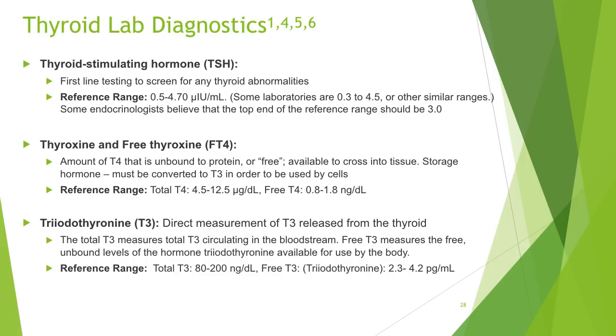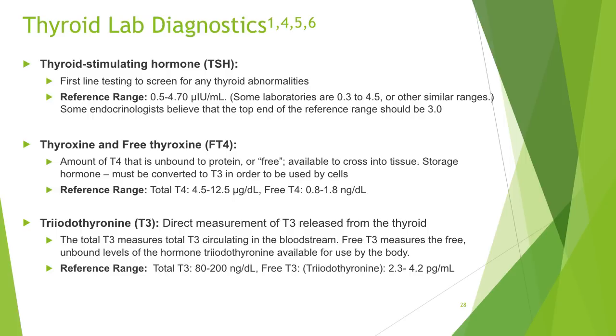TSH and free T4 are often your primary or first line testing to screen for any type of thyroid abnormalities. Your reference range for TSH is 0.5 to 4.7, but keep in mind some laboratories may have different ranges, such as 0.3 to 4.5. So when interpreting your results, please look at your laboratory's ranges to identify whether your patient is out of range.